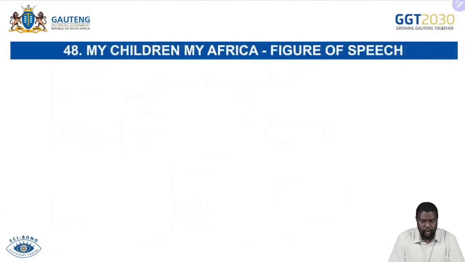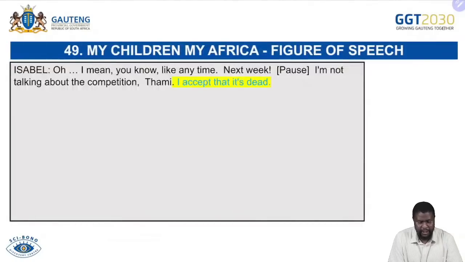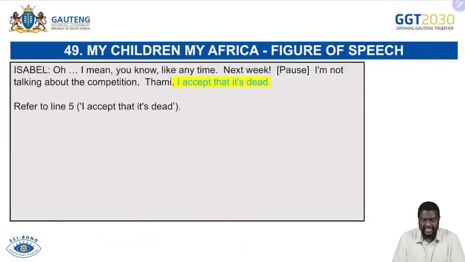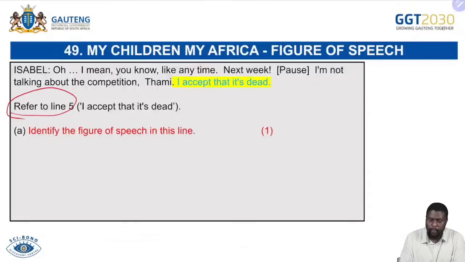Now let's go to figures of speech. Isabel speaks about her and Tammy's friendship. What is the figure of speech here? "Oh, I mean, you know, like anytime, next week, because I'm not talking about the competition. Tammy, I accept that it is dead." Identify the figure of speech in this line for 1 mark. I accept that the competition is dead. The question says, refer to line 5. So you must go back and read line 5.